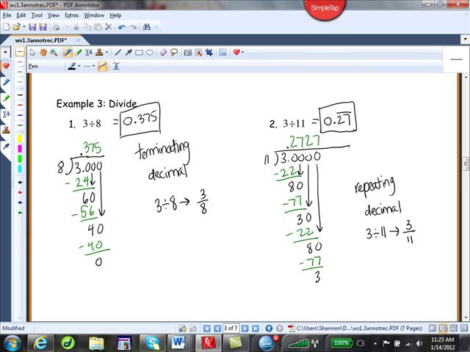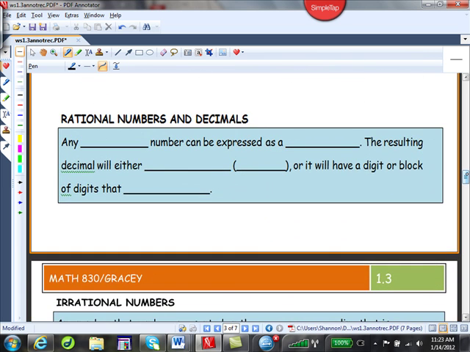Okay, so here we go. Rational numbers and decimals. Any rational number can be expressed as a decimal. The resulting decimal will either terminate, which means stop, or it will have a digit or block of digits that repeat, as we saw above.